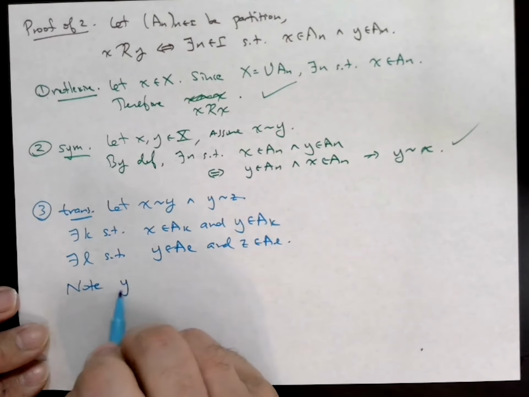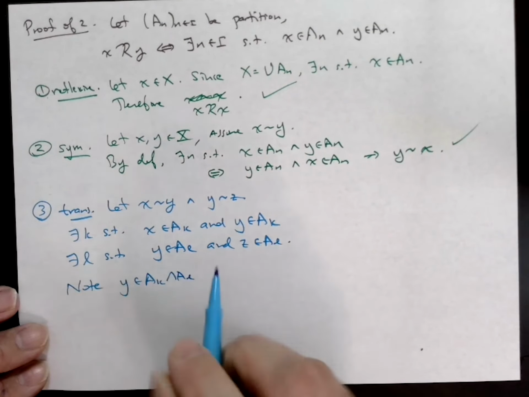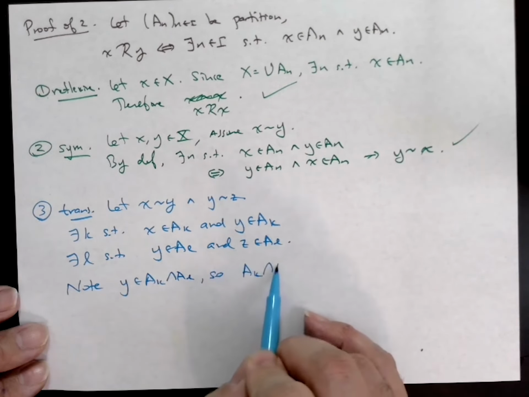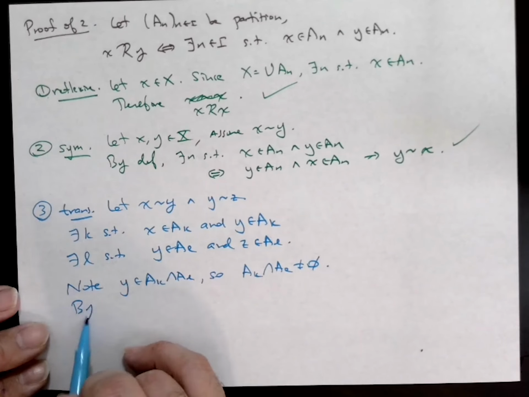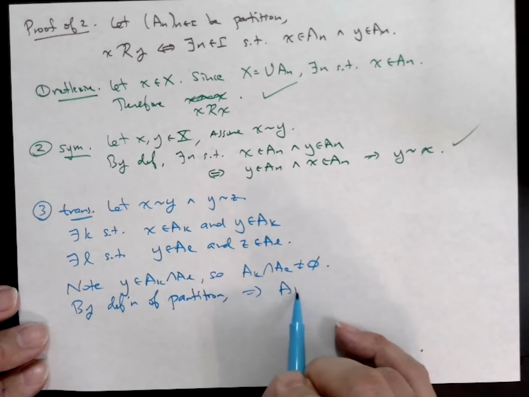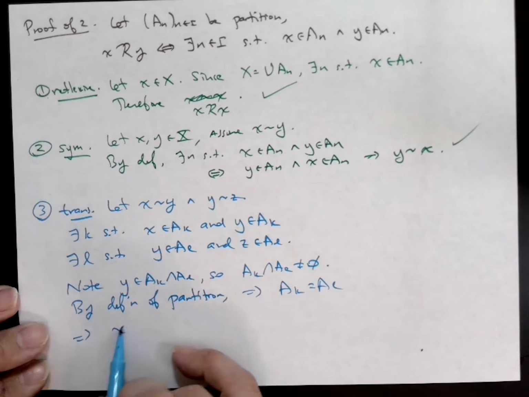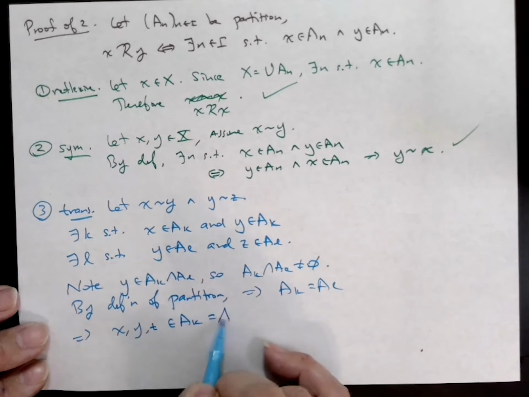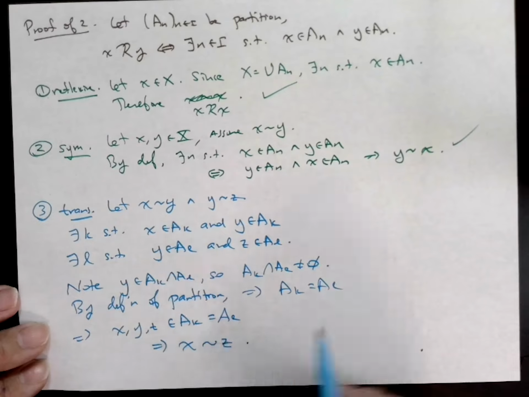They're all in the same set. In particular, that means x and z are in the same set. Therefore, x relates to z. We've proved transitivity, and thus we've completed proving the theorem. Again, let me mention, the theorem says that there is this one-to-one correspondence between partitions on one hand and equivalence relations on the other.